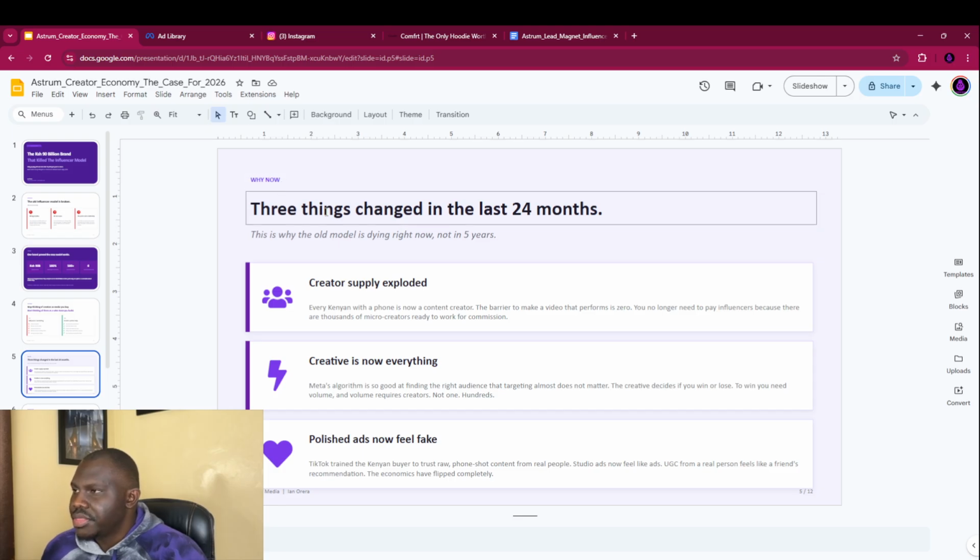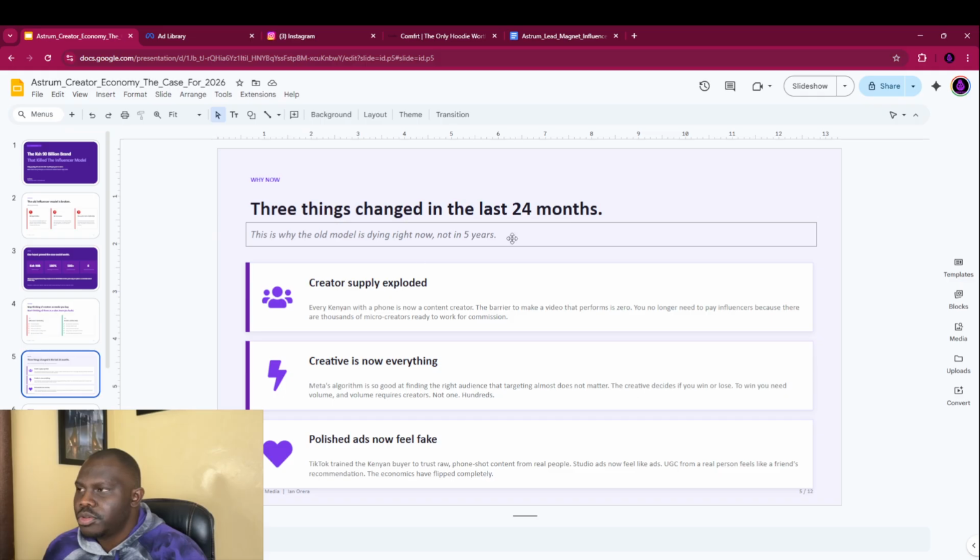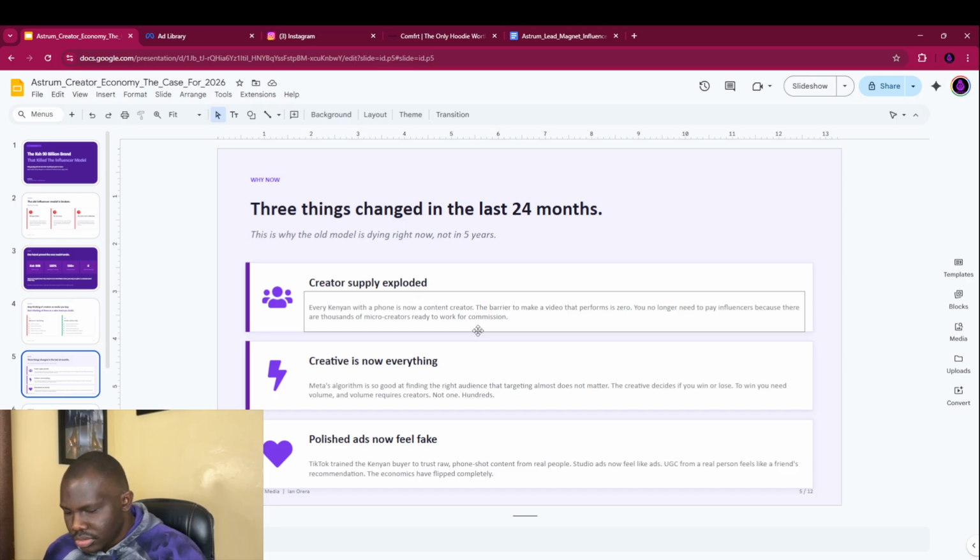So why now? Three things changed in the last 24 months. This is why the old model is dying right now, not in 5 years. Creator supply exploded. Every Kenyan with a phone is a content creator. The barrier to make a video that performs is zero. You no longer need to pay influencers because there are thousands of micro creators ready to work for commission. There's no shortage of creators. There are hundreds of thousands, millions of people who can create content for you. The barrier to entry is so low, so it's just up to you.